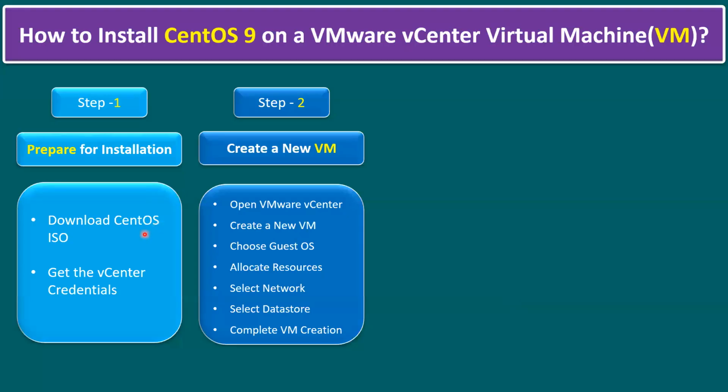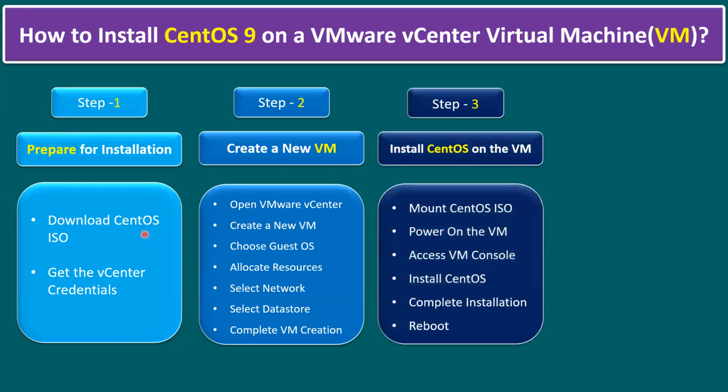So let's talk about step 3 now. So step 3 we completed, installing CentOS on the VM. We mounted the CentOS ISO, and we powered on the virtual machine, accessed the virtual machine console, and we initiated the CentOS installation. So the complete installation is currently in progress. Once it is completed, we have to reboot the CentOS virtual machine.